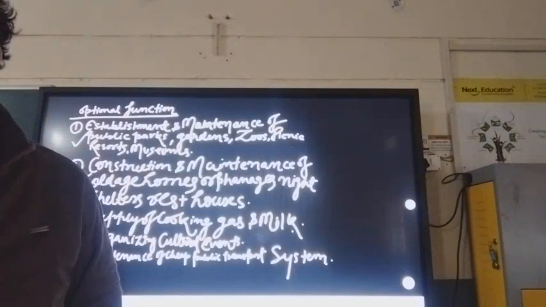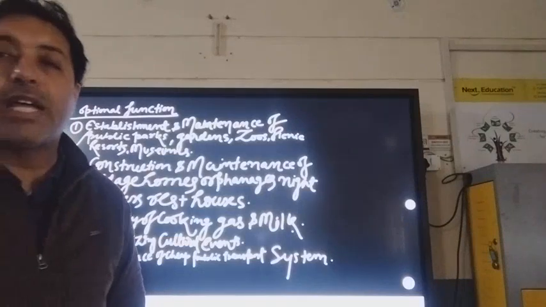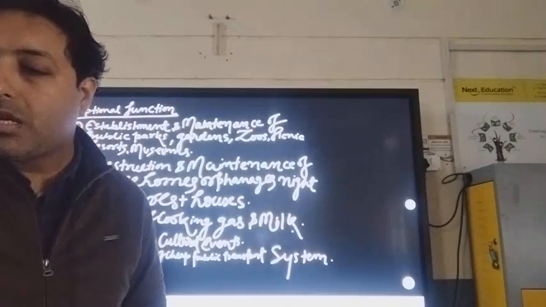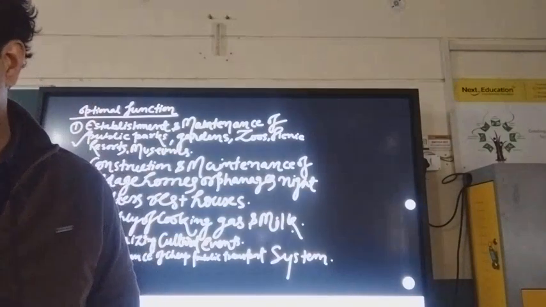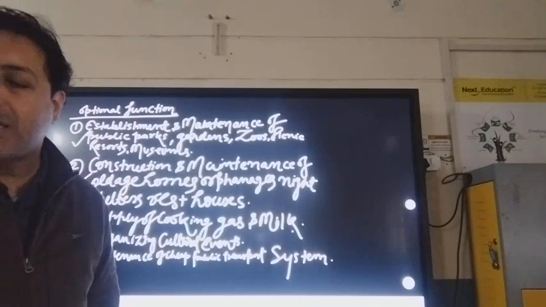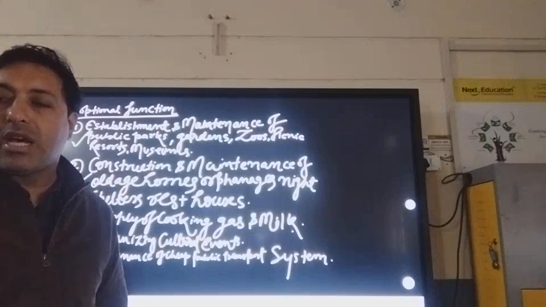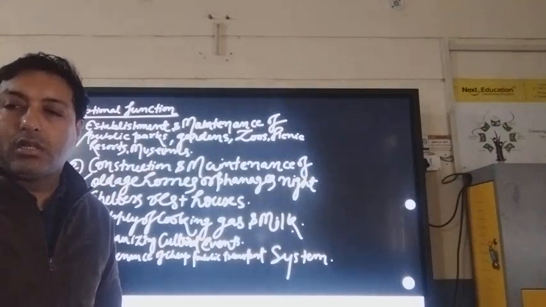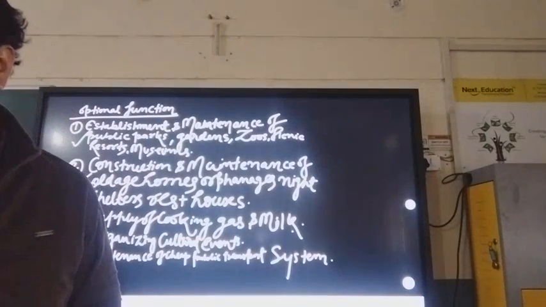Next is implementation of policies and programs in respect of Panchayati Raj institutions. Next, supersession, dissolution, holding of elections, etc. in respect of Panchayati Raj institutions. So these are the functions of the office bearers and the deputy commissioner.